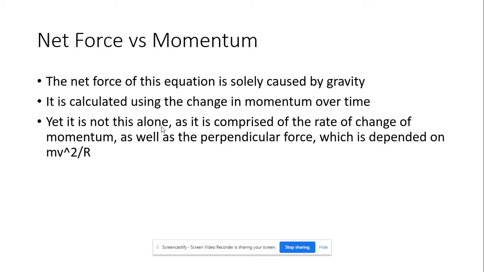And from here, we are asked, what is the difference between the rate of change in momentum and the net force? And in this case, the net force is caused solely by gravity of the black hole and is calculated by the change of momentum over time, which is the rate of change of momentum. Yet this is not all the net force is, because it's comprised of both the perpendicular and parallel forces. And in this case, the parallel force is the change in momentum over time, while the perpendicular force is always equal to mv squared over r.